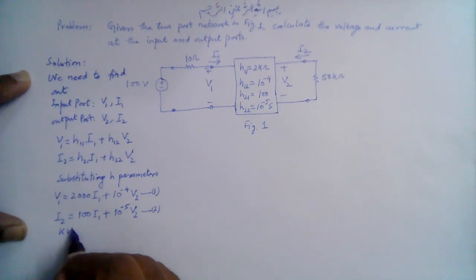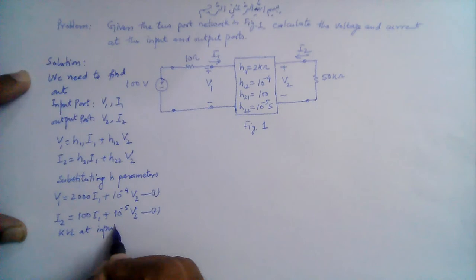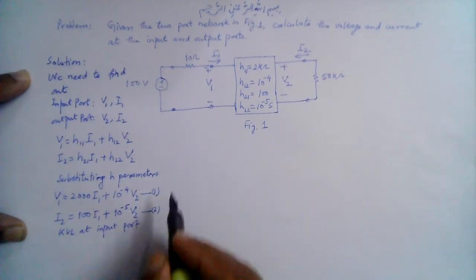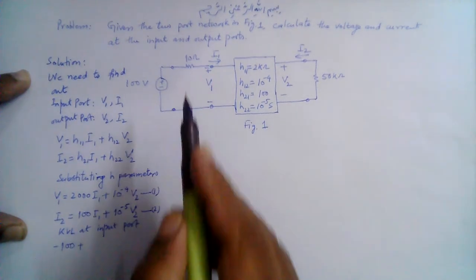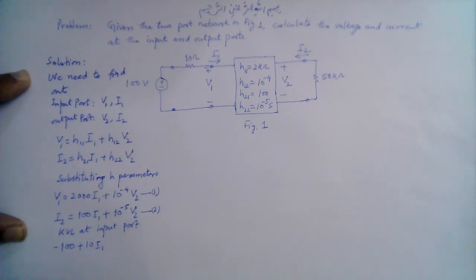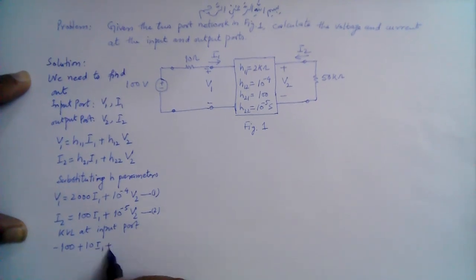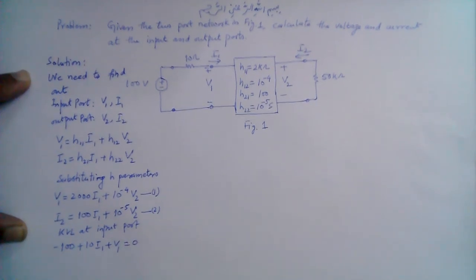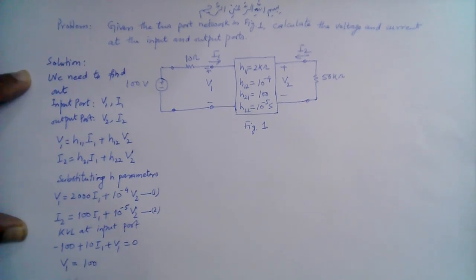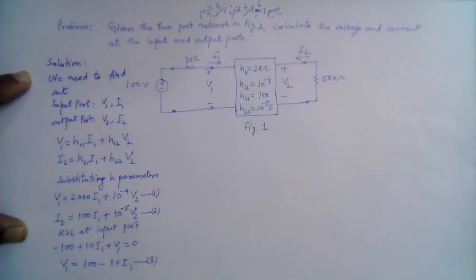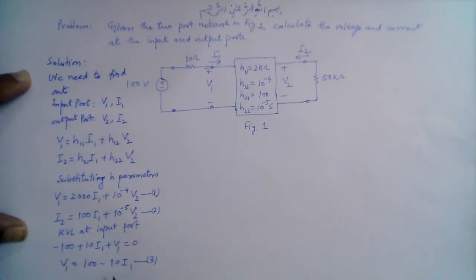So KVL at the input port gives us minus 100 plus 10 I1 plus V1 is equal to 0. So we can write V1 is equal to 100 minus 10 I1. So that is our equation number 3. So we have another equation.